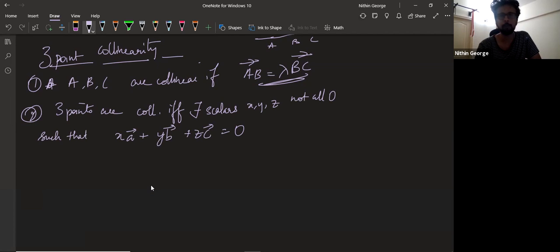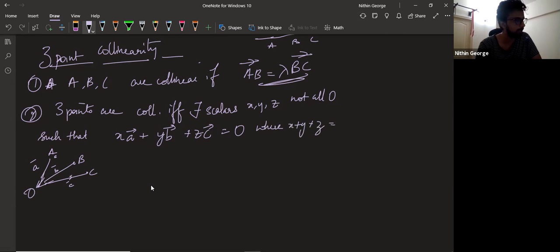Here A, B, and C are position vectors to the points A, B, and C. There'll be some origin you assume, and from there you draw the position vectors. This is what it'll look like. Here this is satisfied where x plus y plus z equal to 0.